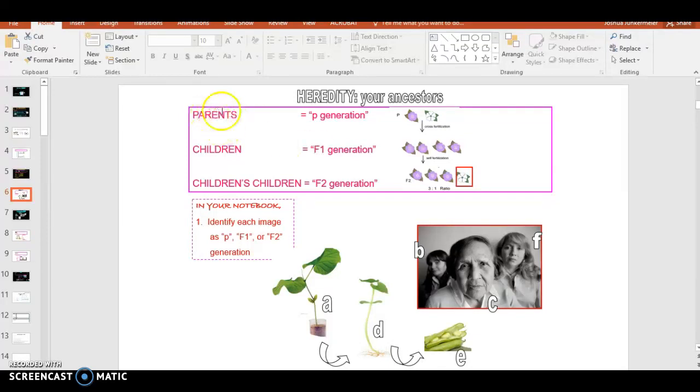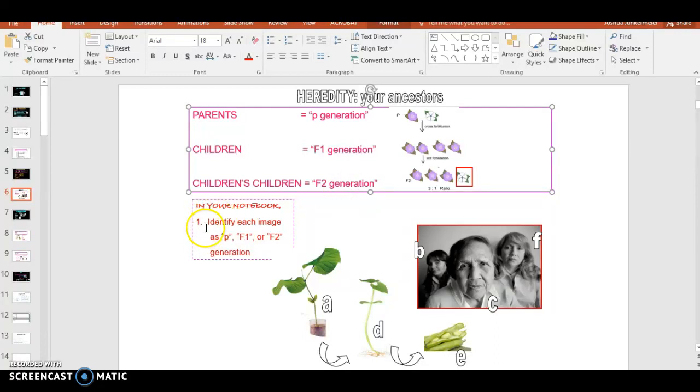So when we talk about parents, we talk about the P generation. The kids that they have, we call the F1 generation. And then if the children have kids, we call that the F2 generation. We'll use these, so we want to know the P generation, the F1 generation, and the F2 generation. We want to know these because later we'll do complicated inheritance questions. And if we know these words and we know what they mean, we can solve those complex inheritance questions about generations, ancestors.